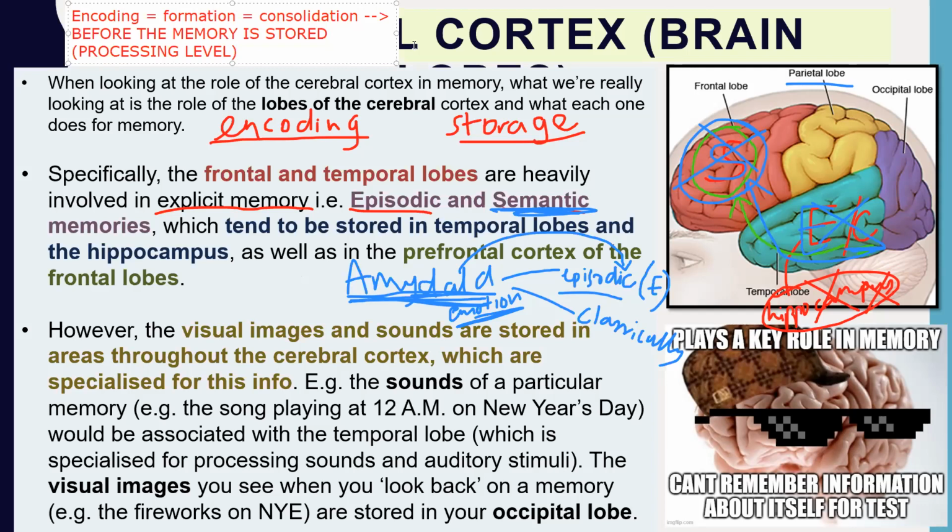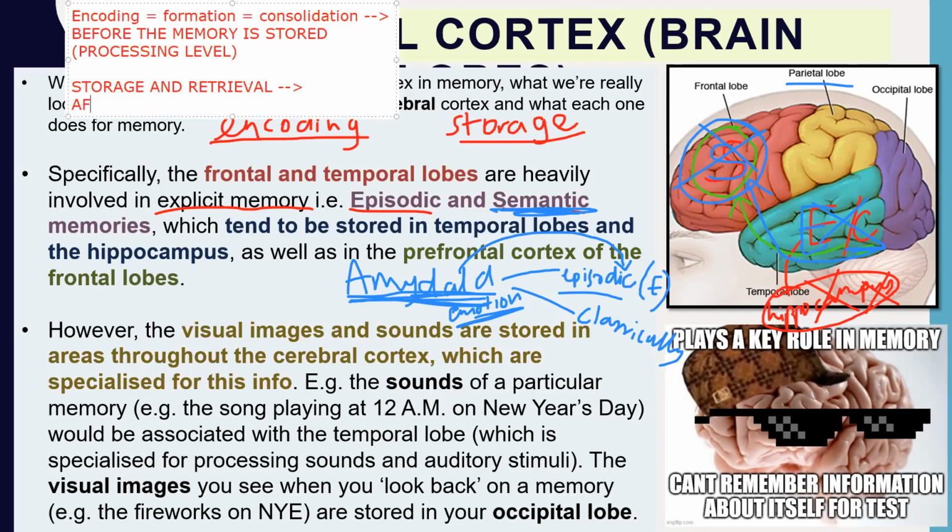Storage and retrieval are after the memory. Obviously, after the memory is stored, you can only retrieve a memory afterwards. So this is after the initial processing level. Depending on what your question asks you, whether it asks about the encoding of a memory that a person has gone through, or how that person will then retrieve that information, or where that information is stored, you will be referring to possibly a different area of the brain from this particular topic. So you just need to differentiate between that.